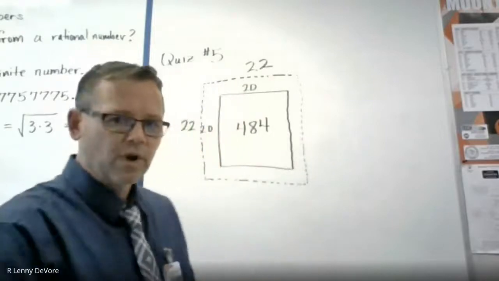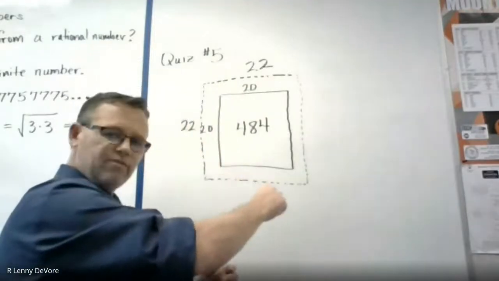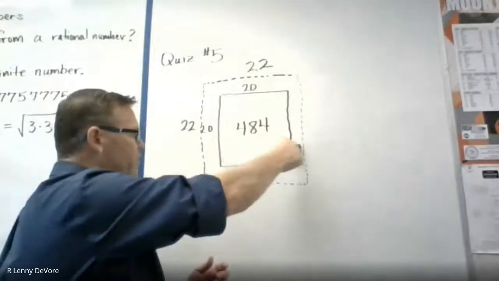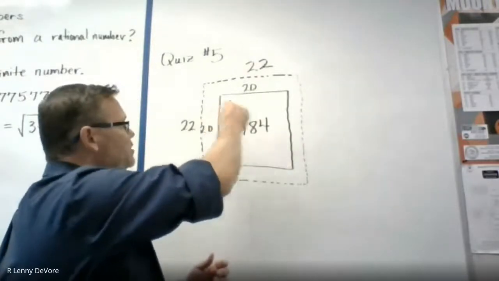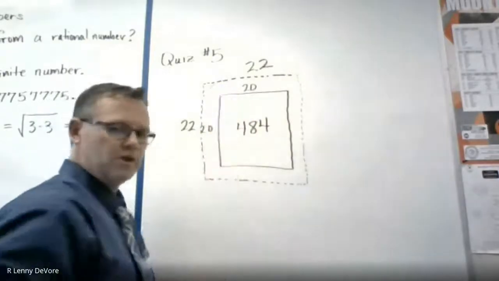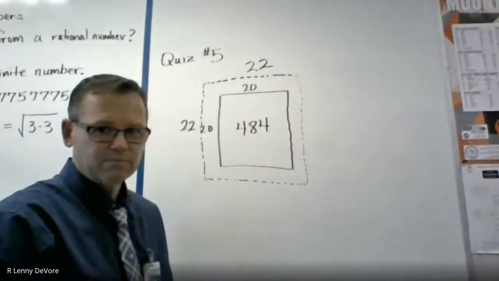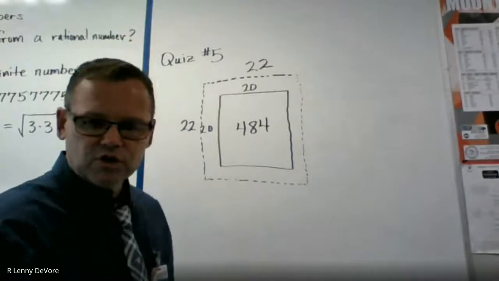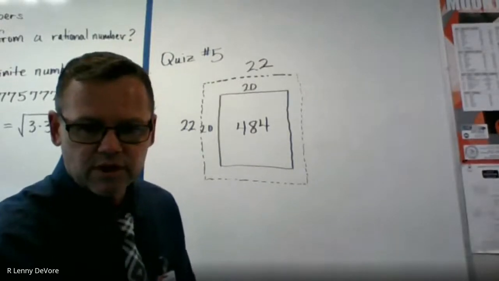So what I wanted you guys to realize when they add a foot on each side, there's a foot here, a foot here. That means we're adding 2 onto the 20. So this becomes a 22 by 22 square. Okay, guys? That's it for this one. Make sure you ask me questions in class if there's anything you don't understand.